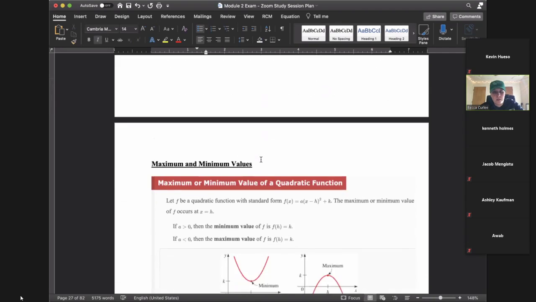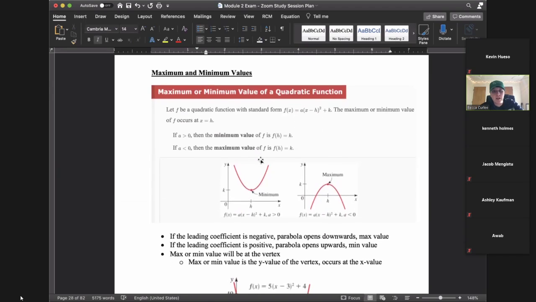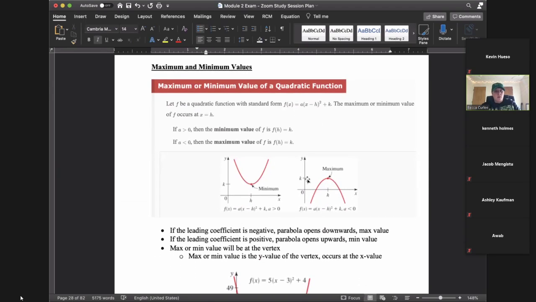All right. Moving on to maximum and minimum values. If there's a positive coefficient, then it's a minimum value, because you think of the graph of x squared, which has a positive coefficient, it's 1. So you're going to have a minimum value because the parabola is opening upwards. If the leading coefficient is negative, the parabola opens downwards, and that gives you a maximum value.